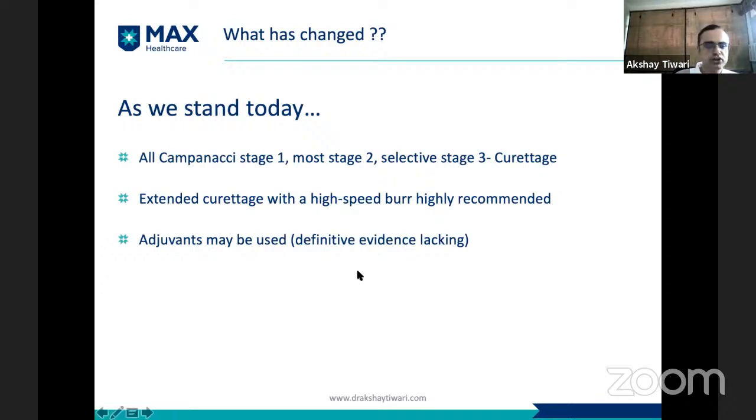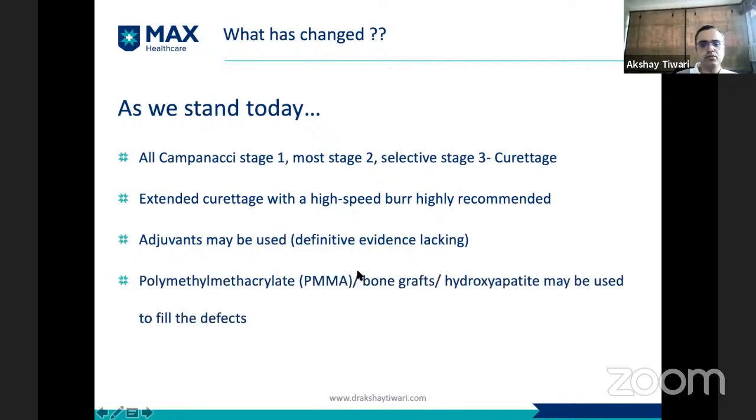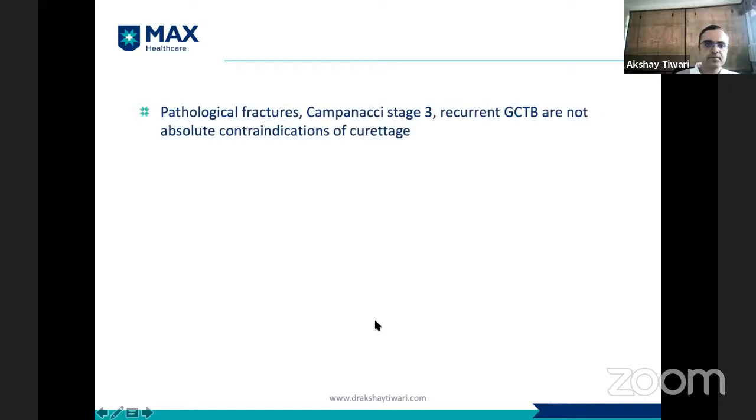Adjuvants may be used, but definitive evidence is lacking. And if someone is not using adjuvants, one cannot deny that. Polymethyl methacrylate, that is bone cement, can be used, or bone grafts, or hydroxyapatite bone graft substitutes can also be used to fill these defects. Pathological fractures, Campanacci stage 3, and recurrent giant cell tumor are not absolute contraindications of curettage as it stands today.